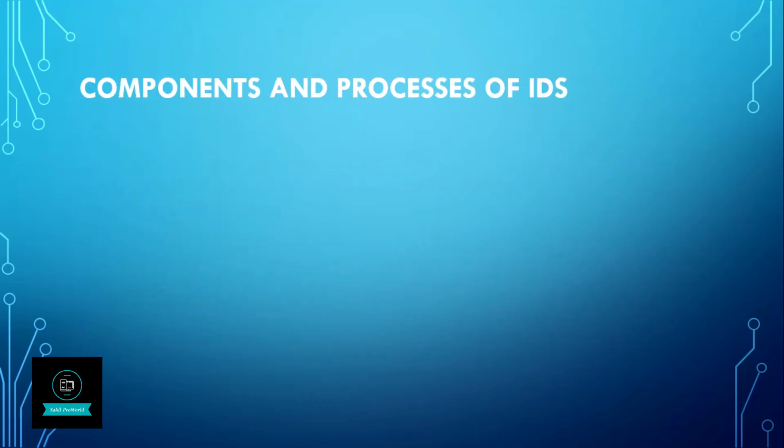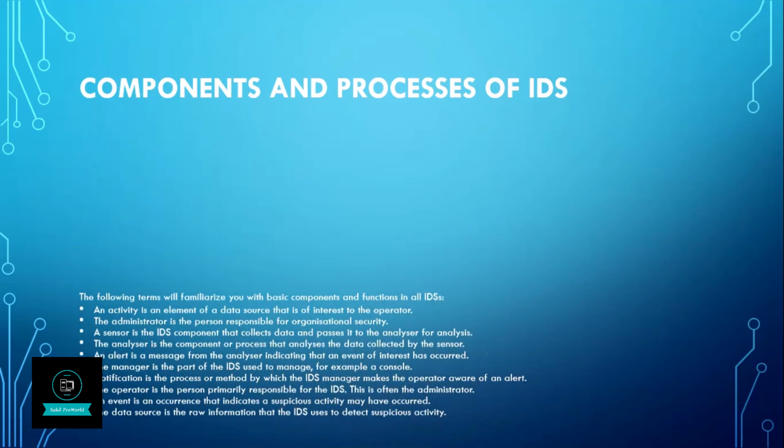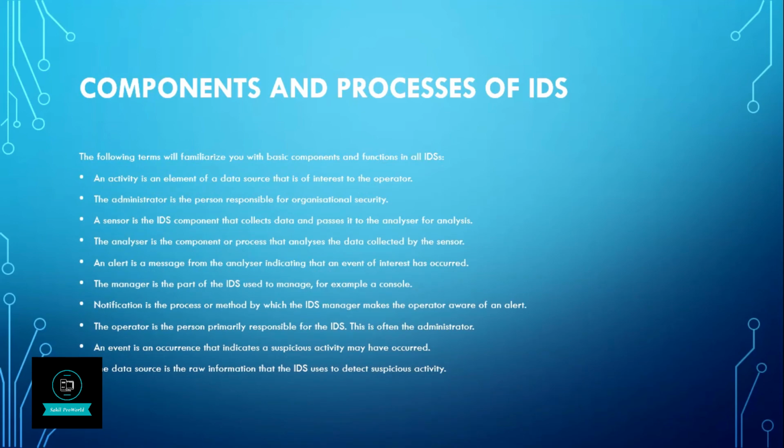Now, components and processes of IDS. The following terms will familiarize you with the basic components and functions of all IDS. An activity is an element of a data source that is of interest to the operator. The administrator is the person responsible for organizational security. A sensor is the IDS component that collects data and passes it to the analyzer for analysis. The analyzer is the component or process that analyzes the data collected by the sensor. An alert is a message from the analyzer indicating that an event of interest has occurred.